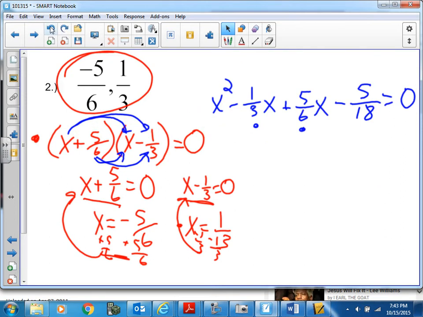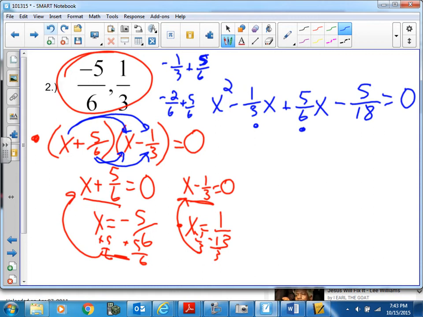We need to add negative 1/3 and 5/6. So what's negative 1/3 plus 5 over 6? We end up with negative 2 over 6 plus 5/6, which equals 3 over 6. So we end up with x squared plus 3 over 6 x minus 5/18 equals 0.